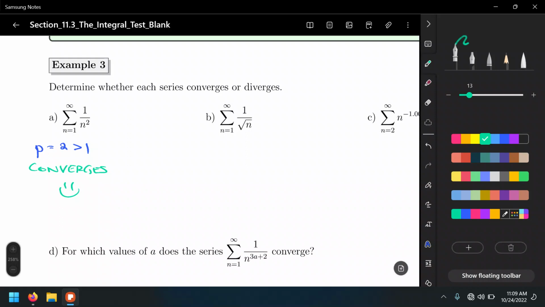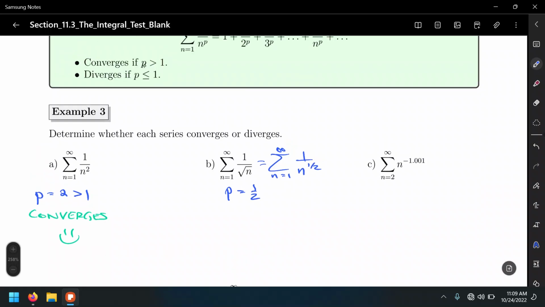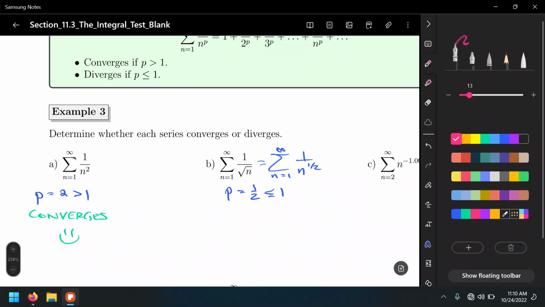And that's like the nicest case in which we have the series in the required form. However, like letter B, that may need some rewriting first. Sigma n equals 1 to infinity, 1 over the square root of n. We need to change this radical form into a rational exponent form. In this case, p equals 1/2, and 1/2 happens to be a number less than or equal to 1. So for this reason, this series diverges.